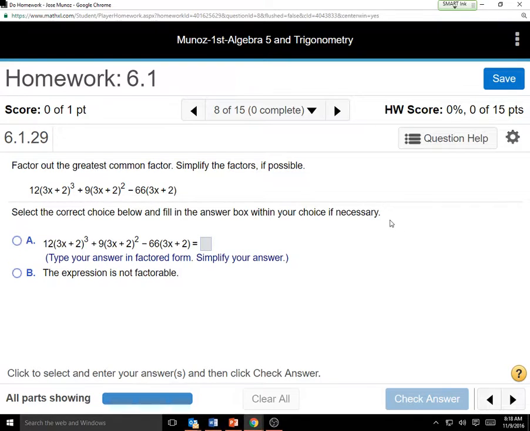Whoa! Factor out the greatest common factor. This is 8. And it looks scary. Just take your time and take a look at what they all have in common, okay? For starters, if you take a look at this number in the front, the coefficient, they're all factors of 3, right? They all have a factor of 3. So let's take that 3 out. But take a look also at the binomial that they have. They also have a 3x plus 2 in common, don't they?